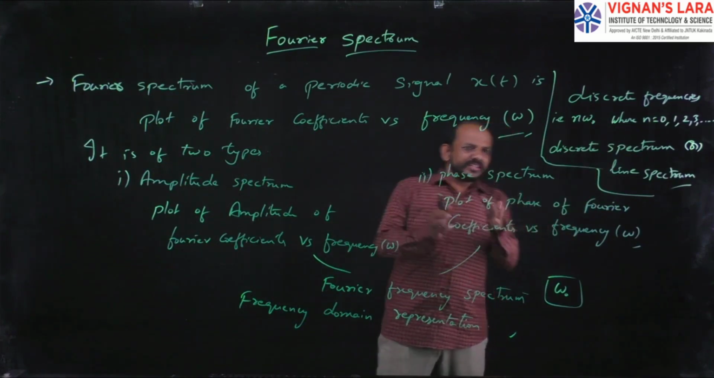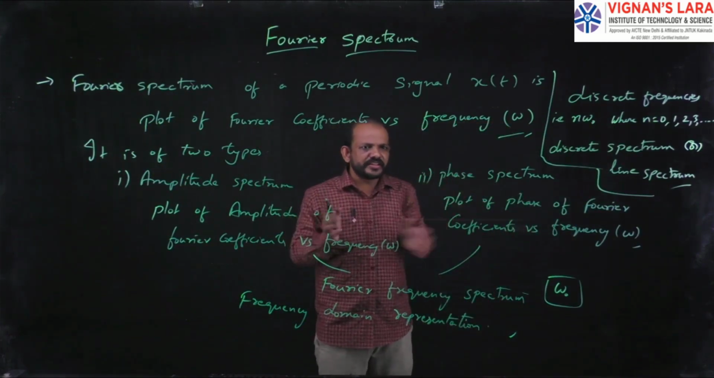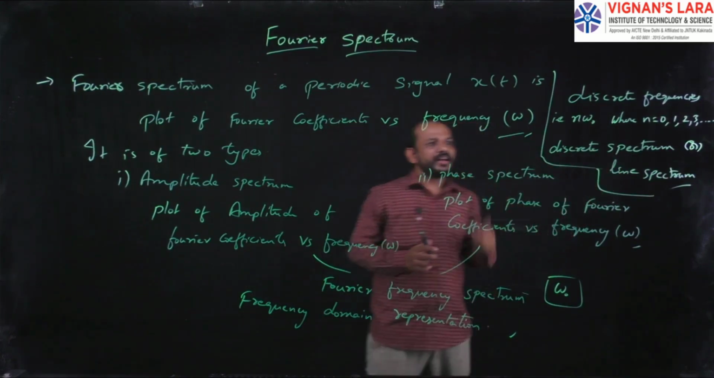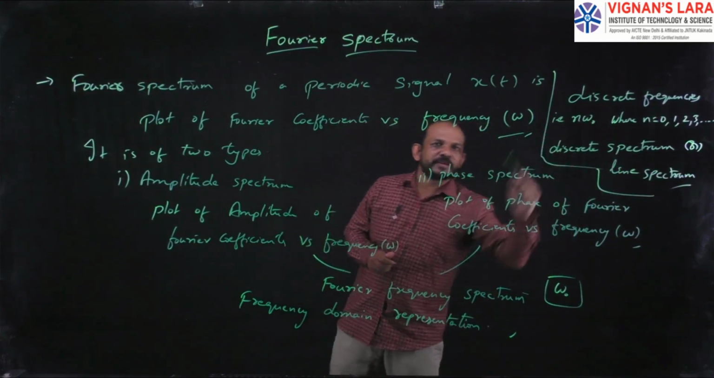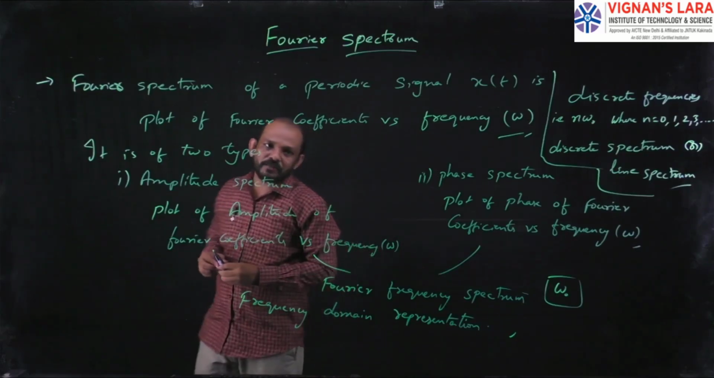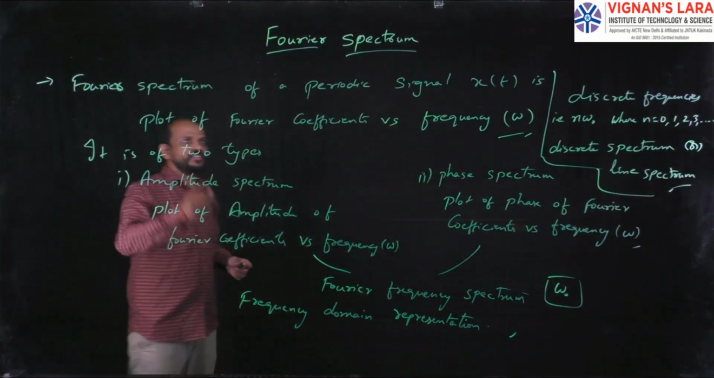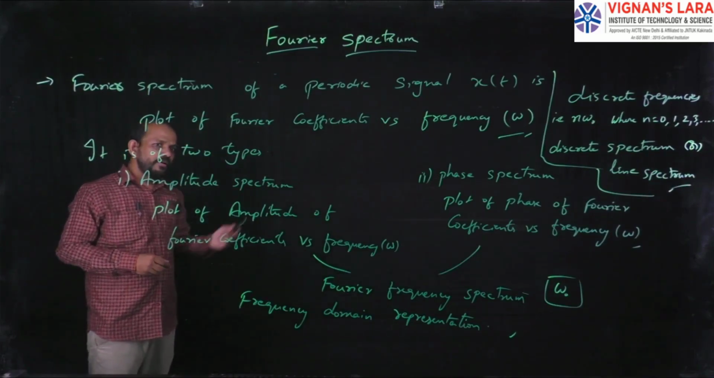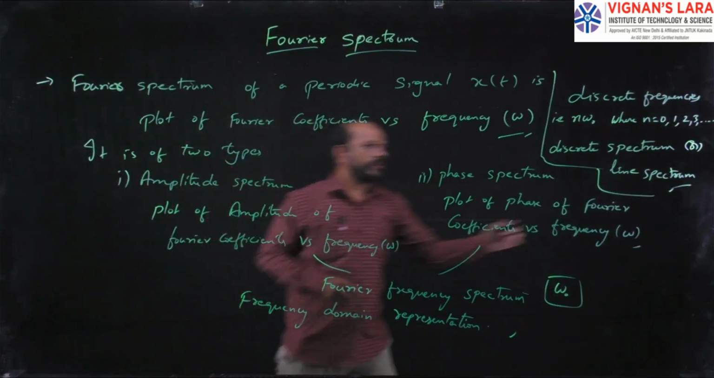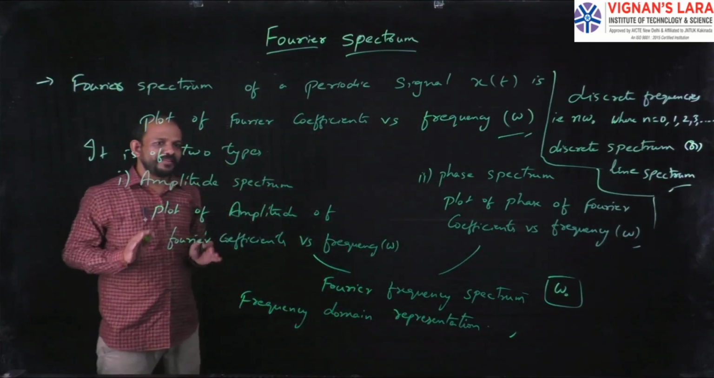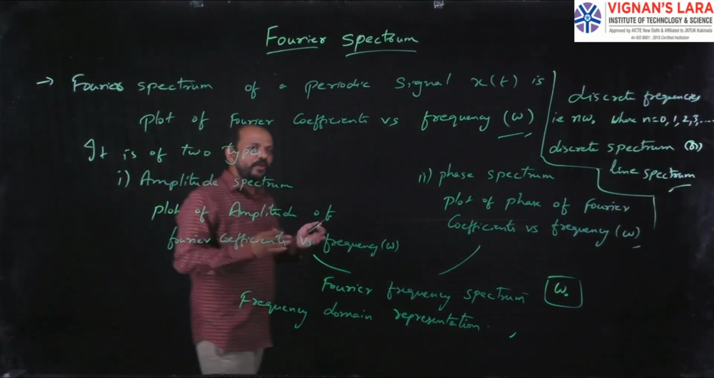That is, it exists, it does not exist continuously. It exists only at 0, omega naught, 2 omega naught, 3 omega naught, 4 omega naught. Hence, this type of spectrum is known as discrete spectrum, or it may be called a line spectrum. Another name of this Fourier spectrum is discrete spectrum or line spectrum. Okay, so this is about Fourier spectrum and the types we have in that.